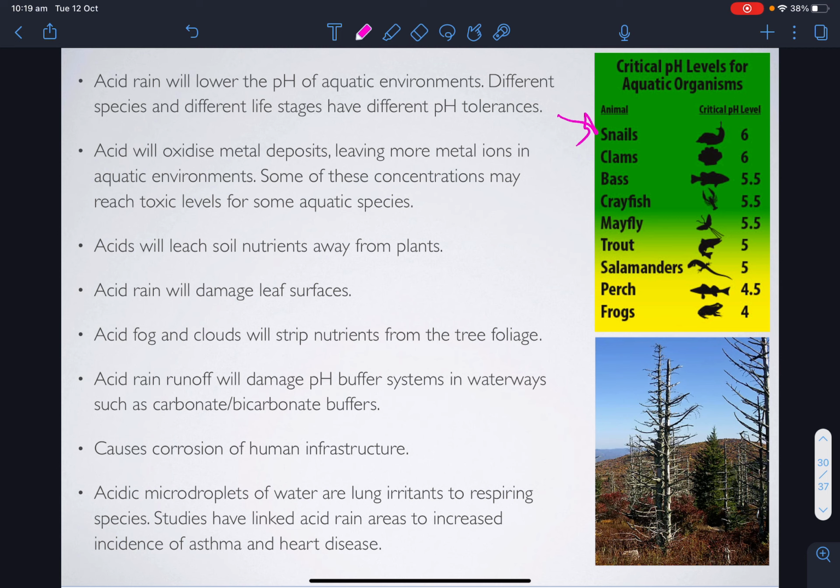Acids will leach soil nutrients away from plants, so acids will... explains it all. Acid rain will also damage the leaf surface, so biology people will need to help me out here.